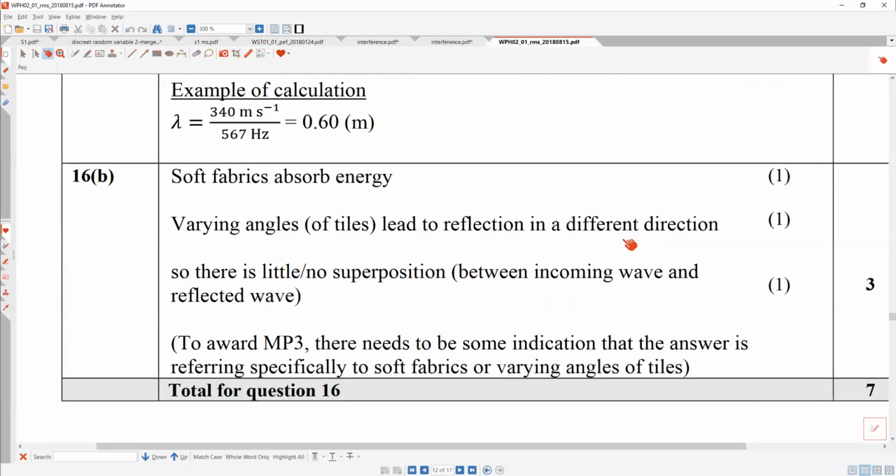If you see the mark scheme, this is the answer that has been written. So check whether you understand all the points or not.